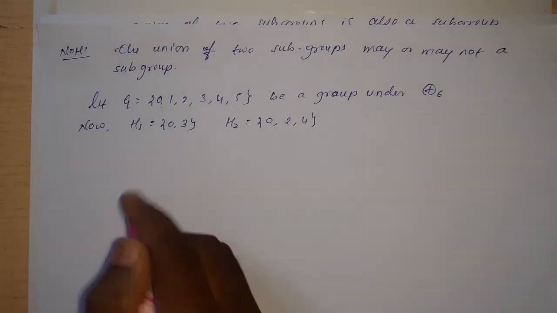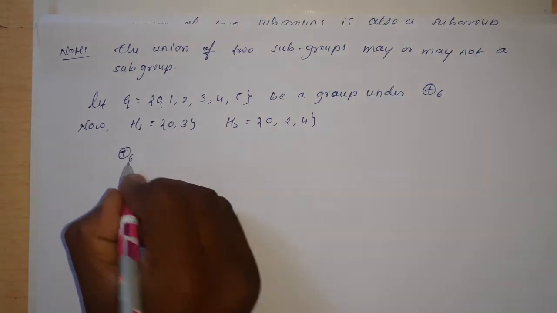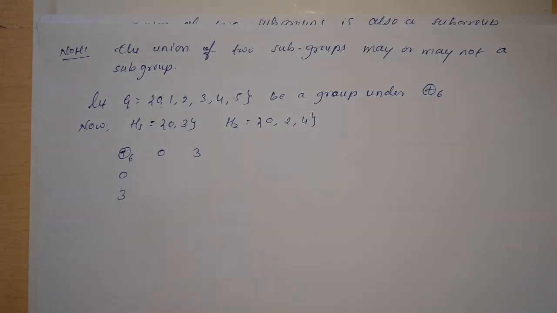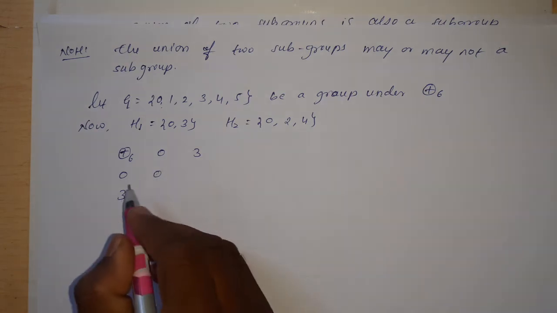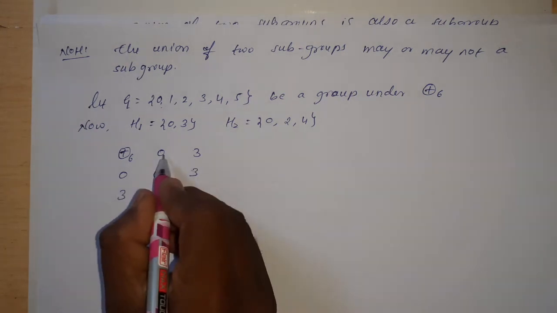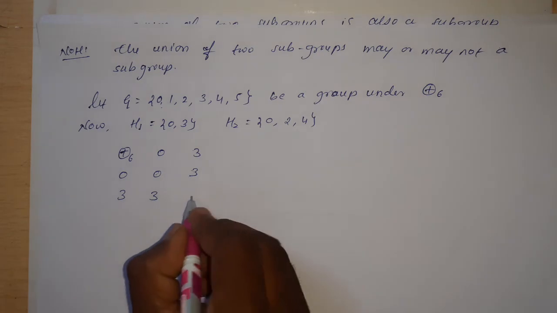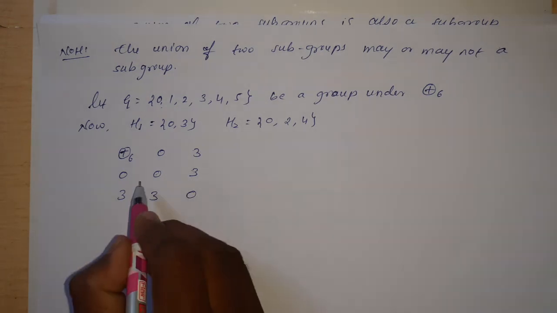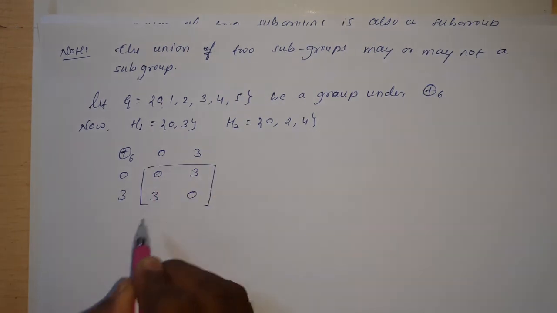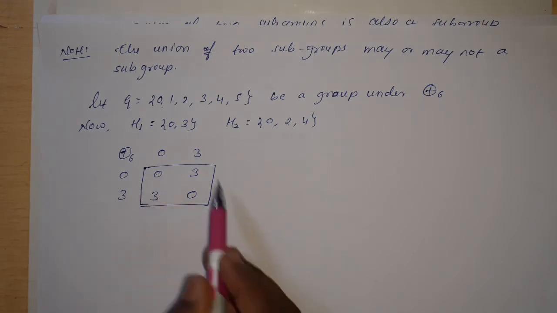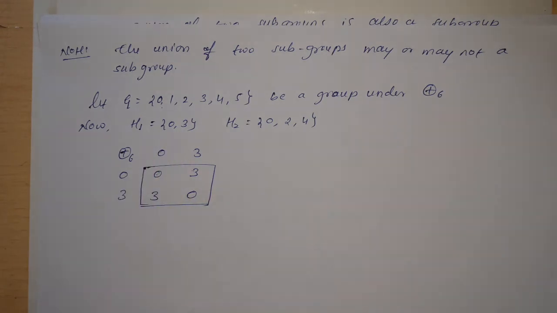First consider H1. Here the binary operation is addition modulo 6 and these are the elements 0, 3. We need to write the table for addition modulo 6. Now 0 plus 0 is 0, 0 plus 3 is 3, and 3 plus 0 is 3. 3 plus 3 is 6, and if we divide 6 by 6 we get the remainder 0. So these four elements are the result of the addition modulo 6 table. All the elements of this table belong to the given set, so the closure law is satisfied.